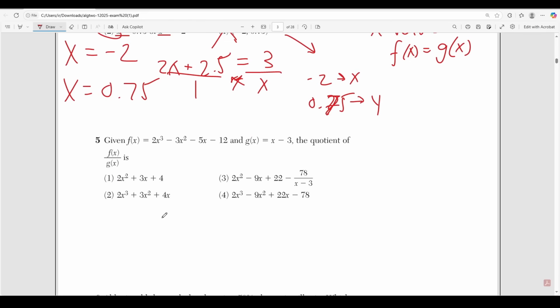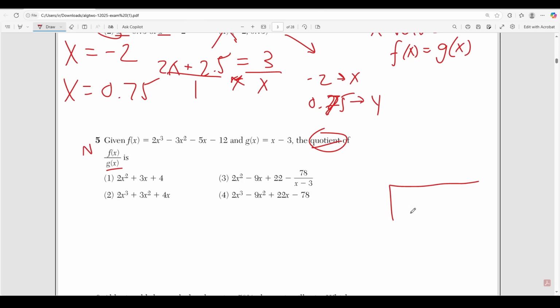Number 5 says, given f of x is equal to this polynomial and g of x is equal to x minus 3, find the quotient of f of x over g of x, okay? So quotient, think division. So what we're going to have to do here is we're going to divide these two polynomials, right? Or these two expressions. Now, which one goes inside of the division sign or hat, and which one goes on the outside? Well, that's going to be determined on who's in the numerator and who's in the denominator.